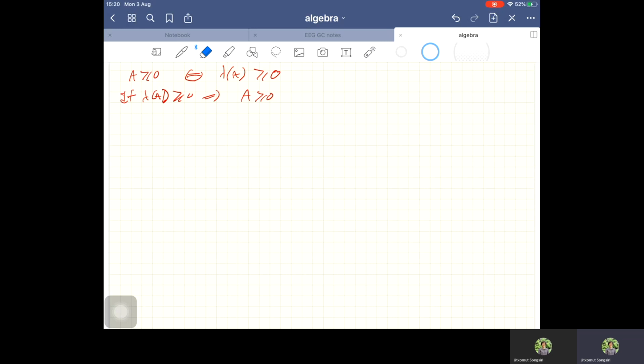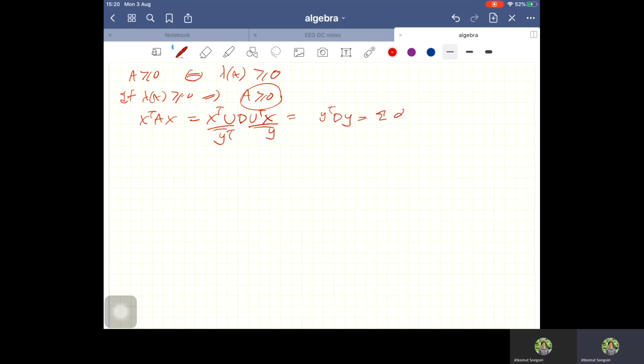How? To show that A is positive semi-definite, we need to examine this property. Because A is symmetric, we can always use the eigenvalue decomposition that we explained previously. We call this vector y, so we get y transpose D y. You can see immediately that this is the sum of d_i y_i squared, where d_i is lambda_i(A). So if all the eigenvalues are non-negative, it is obvious from this expression that the whole thing is non-negative.